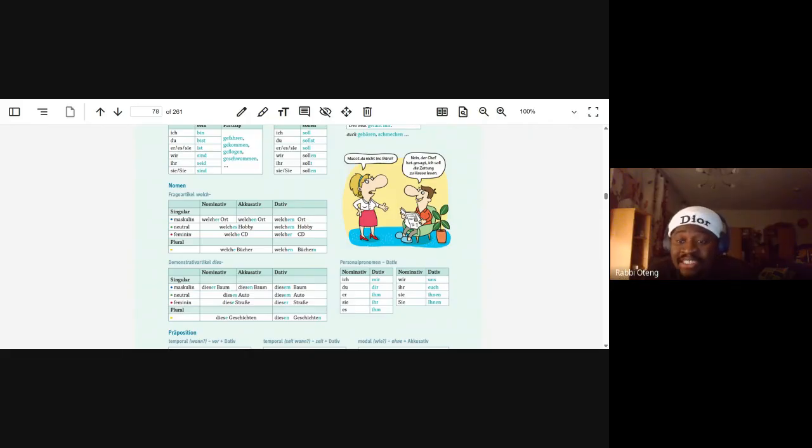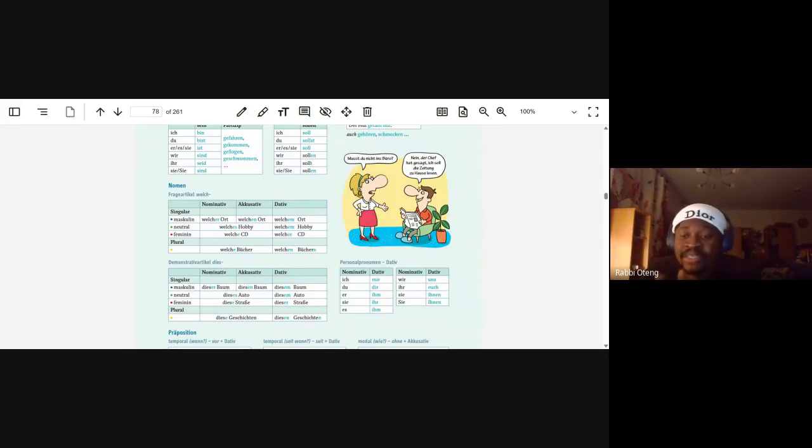So in nominative it is welches Handy. In accusative it's also welches Handy, because accusative neuter remains the same. But in dative it would be welchem Handy, mit welchem Handy. Maybe I want to say which phone are you browsing with? Mit welchem Handy surfst du das Internet? Are you surfing the internet with? So that's when you have to use it in dative.